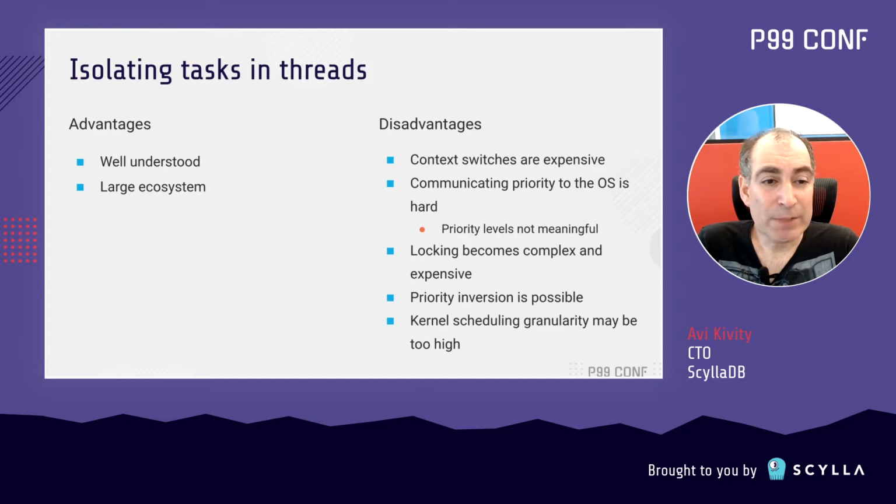So first, context switches are expensive. If your tasks are really small, then the context switches start dominating the cost. Communicating priority to the operating system is hard. The priority levels are not very meaningful, and it's a game of hit and miss. When you have many threads, then locking becomes complicated and expensive. And there's a chance of priority inversion, where a lock that's held by a low priority thread becomes important for a high priority thread, which needs to wait for it. And then it sort of inherits the priority of the low priority thread. And finally, the kernel scheduling granularity might not suit your application. You can try to tune it, but there's a limit to what you can achieve with that.